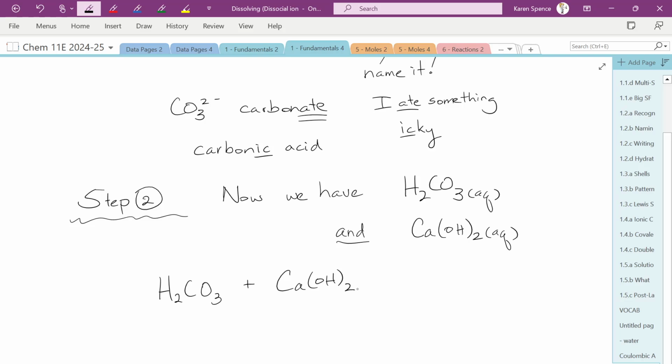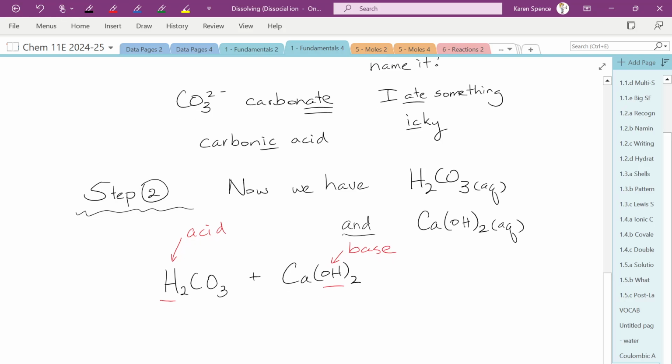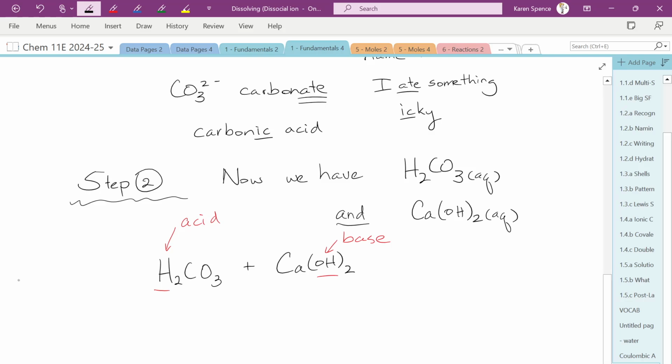Can those things react together? Yes. Yes, because we have, what kind of compound is this one? The red one? Acid. And we have a base. What type of reaction will that be? Ooh, actually, let's list all our types of reactions. Tell your partner, what are all the types of reactions? I think there's 6.